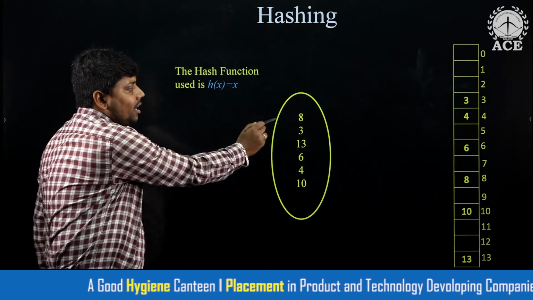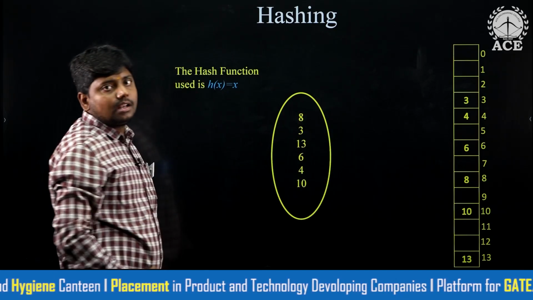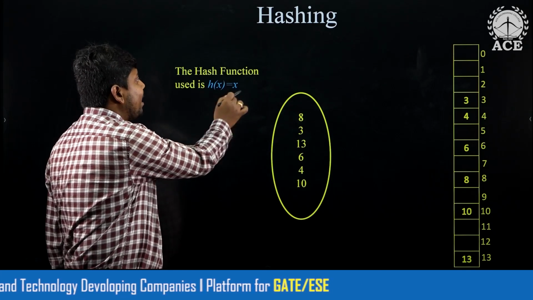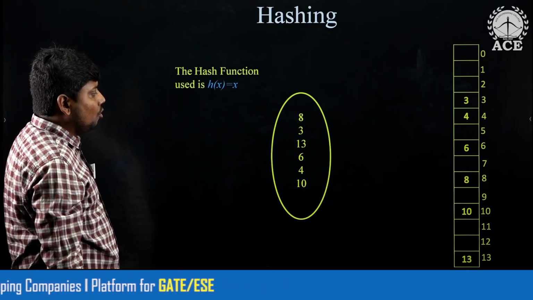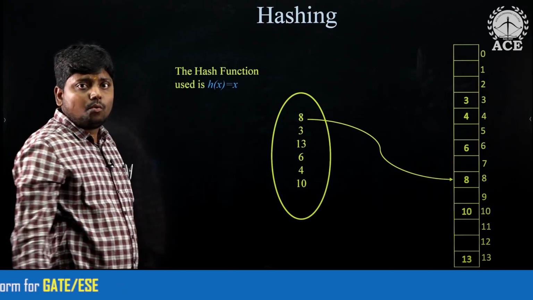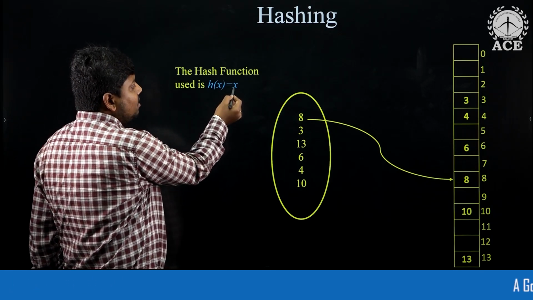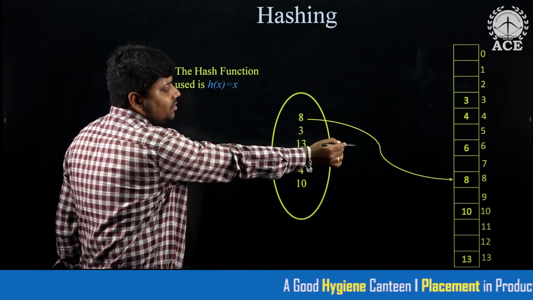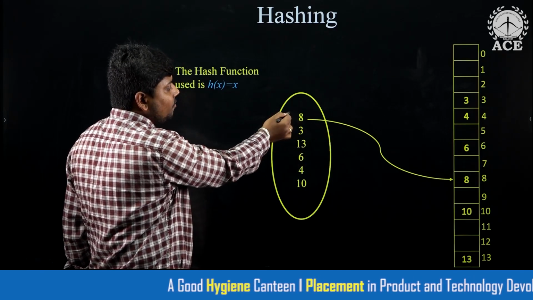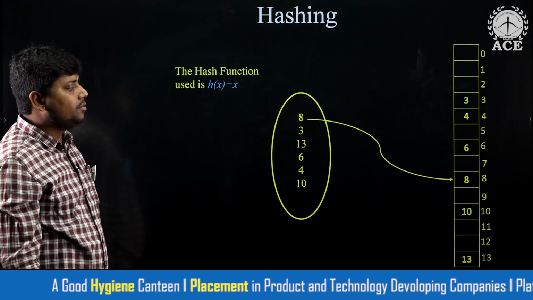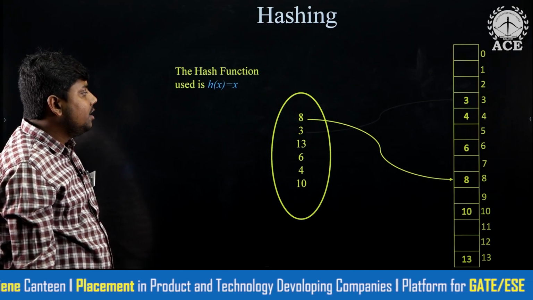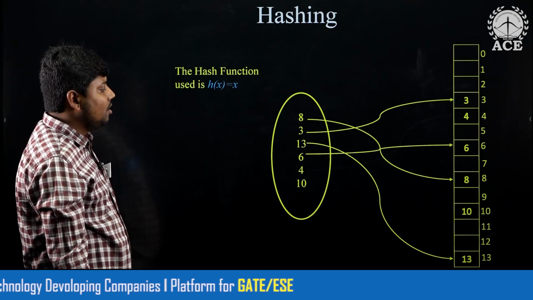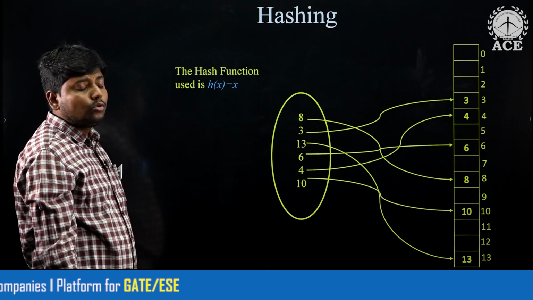Now we are mapping 8, this element, to this hash table. Where this element 8 will be mapped in the hash table will be decided by this hash function, right? So 8 is mapped to 8. Why? Because the hash of 8 is equal to 8 itself. I mean to say, the 8th is the hash location for this element 8. That's why 8 is mapped to index value 8. Similarly, 3 is mapped to 3, 13 is mapped to 13, 6 is mapped to 6, 4 is mapped to 4 and 10 is mapped to 10.